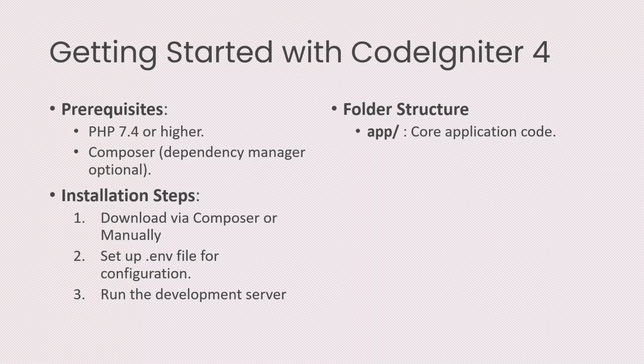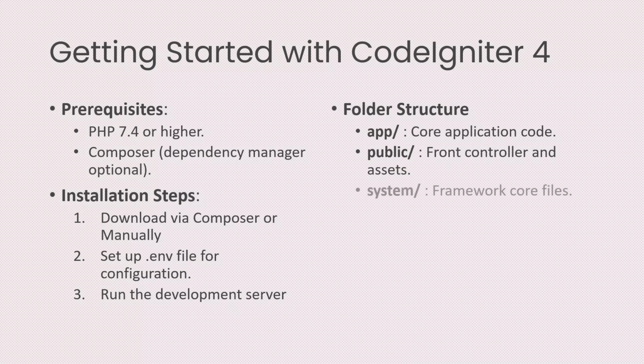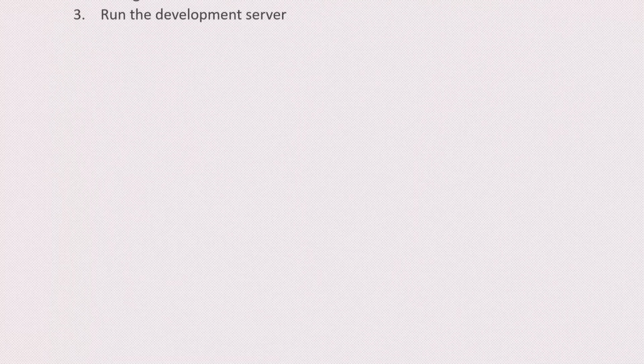If you are curious about the folder structure, here is a quick breakdown. The app folder contains your application code. The public folder is where your front controller and assets live. The system folder holds the framework core files. And the writable folder is used for logs, caches, session data, and you can also upload user data in this.